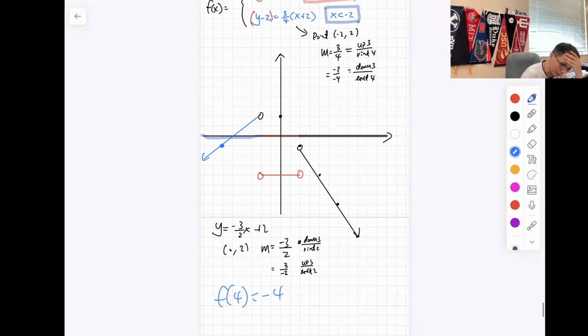So 4, that means this is a 4. But what will be the only y values available? Well, the only y value is this point, right? And this y value is going to be -4. Because it's below here, this is -4.